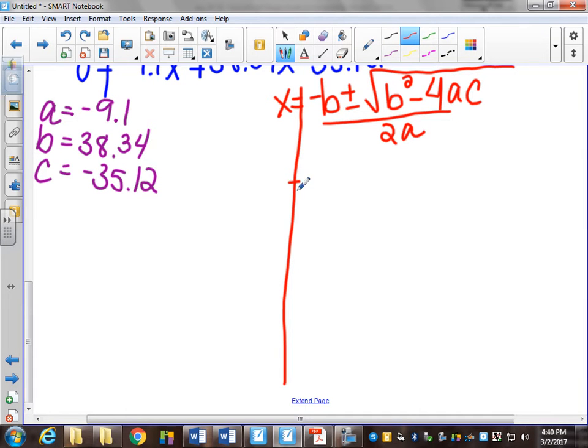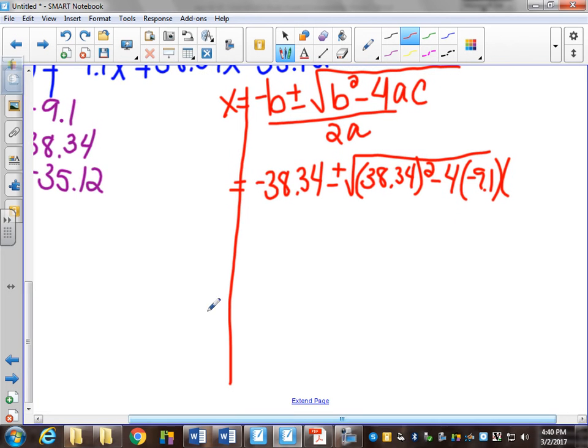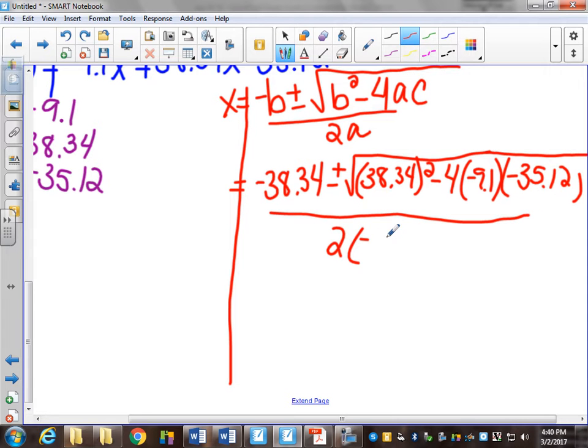Okay, so now let's plug in our information that we have. Negative b plus or minus square root b squared minus 4 times a times c, all over 2a. Let's do some simplifying. This we can drop right back down.